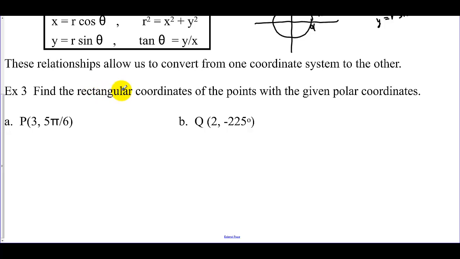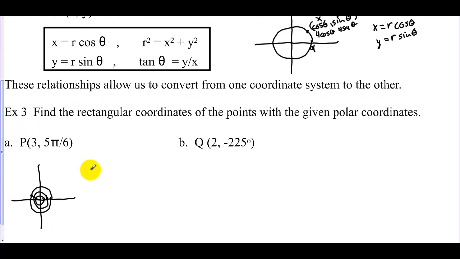Example 3. Find the rectangular coordinates of the points with the given polar coordinates. So we have this polar coordinate. Here's the first circle. That has a radius of 2. This has a radius of 3. And we want 5 pi over 6. So that puts us right there. And we want to know the rectangular coordinates.